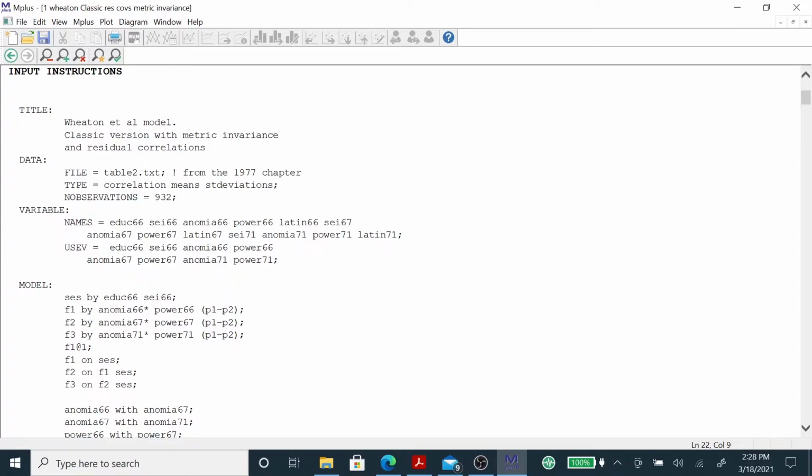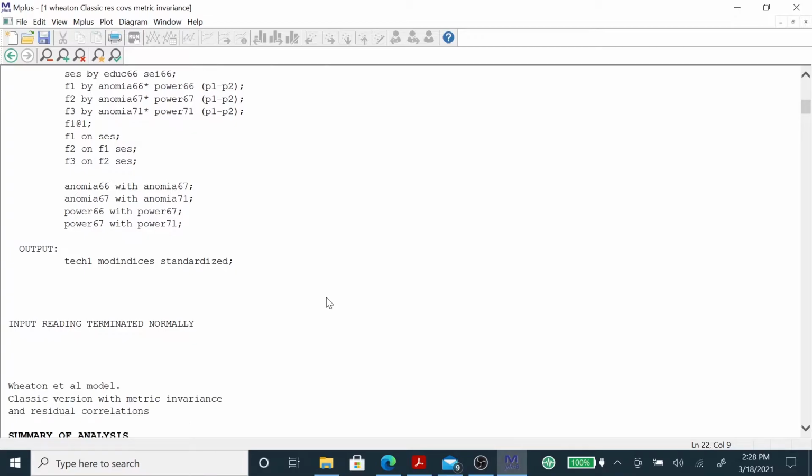So we have the data as a table using table 2 from the 1977 chapter for 3 time points. So we give the correlations, means, and standard deviations from which Mplus computes the sample means and computes the sample covariance matrix and includes the means. 932 observations.